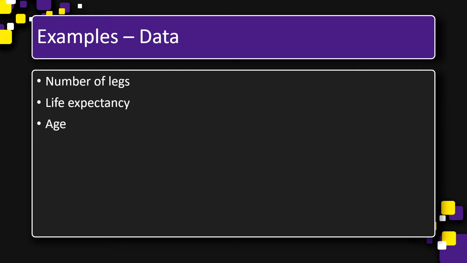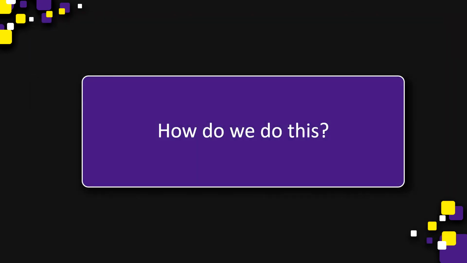Now, other things we might need is some data. We need the number of legs something has, the average life expectancy, and its actual age so that we know how close this particular creature might be to dying. So how would we do this? How would we actually implement this? What kind of things are we going to look at when we do this? What does this look like in Java specifically?